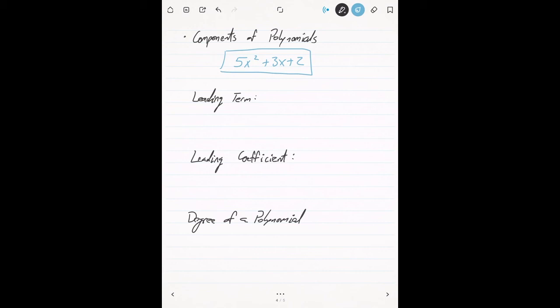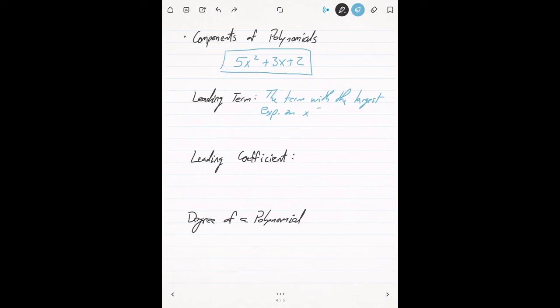First up, one of the big things that we want to talk about whenever we talk about a polynomial is its leading term. The leading term is the term with the largest exponent on x. The term that has the largest exponent on the x variable. Well, which one is that? 5x squared. That's the one that has the largest or highest exponent for x.